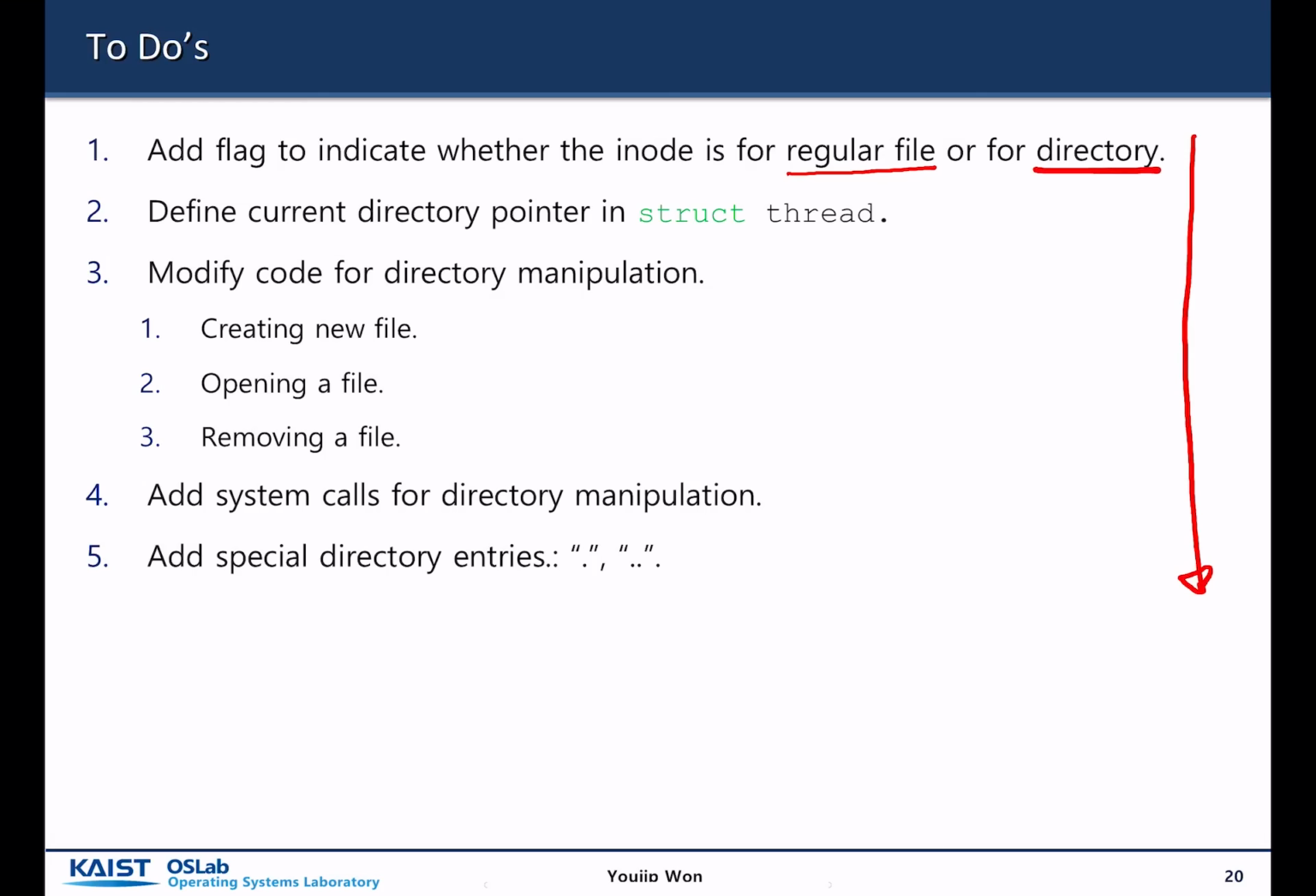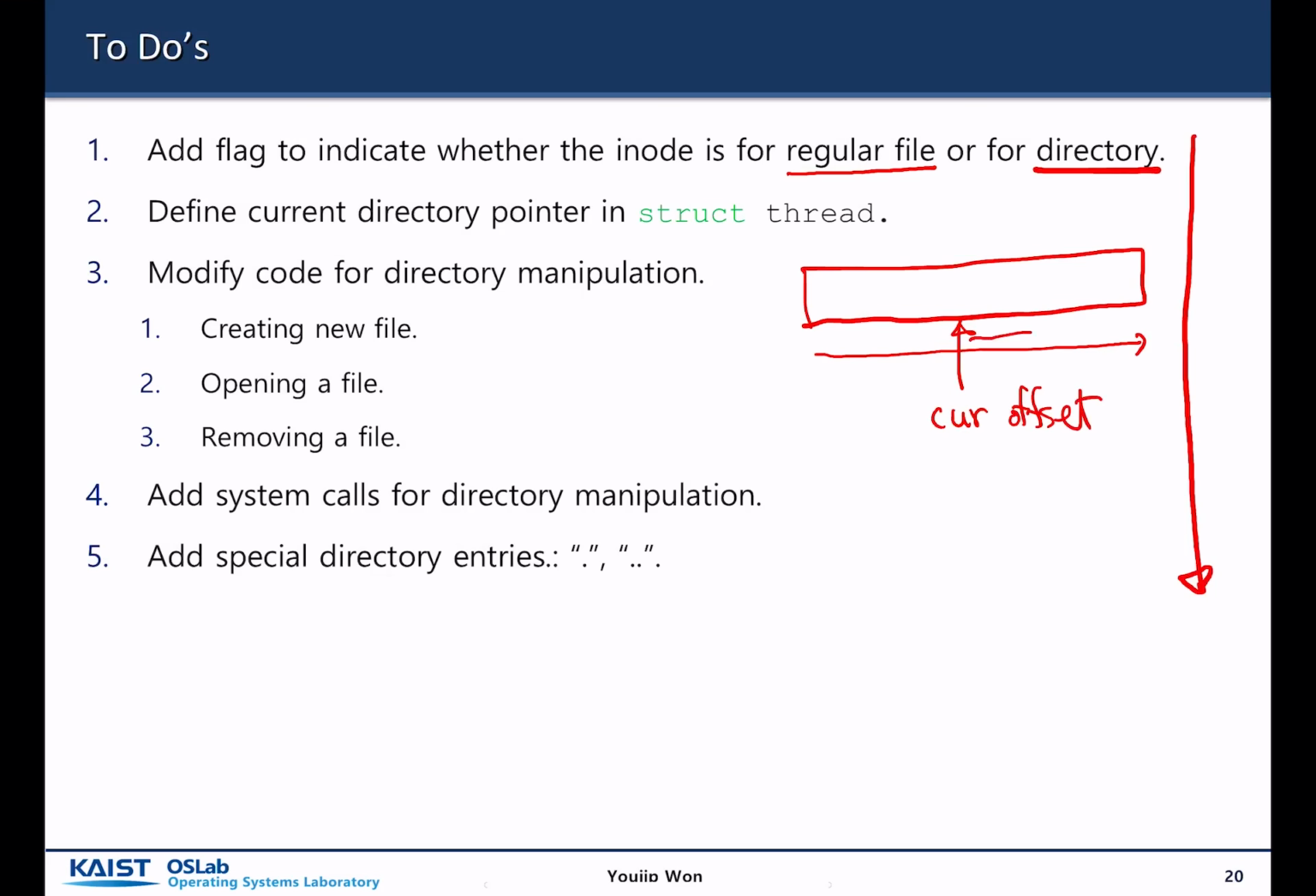Regular inode for regular file, the inode for the directory. Do we really have to distinguish the 2? Yes, of course. Because in regular file, the data on the regular file is sequenced by streams. So you will have the current offset, and in regular file, you will move this current offset with read and write function.